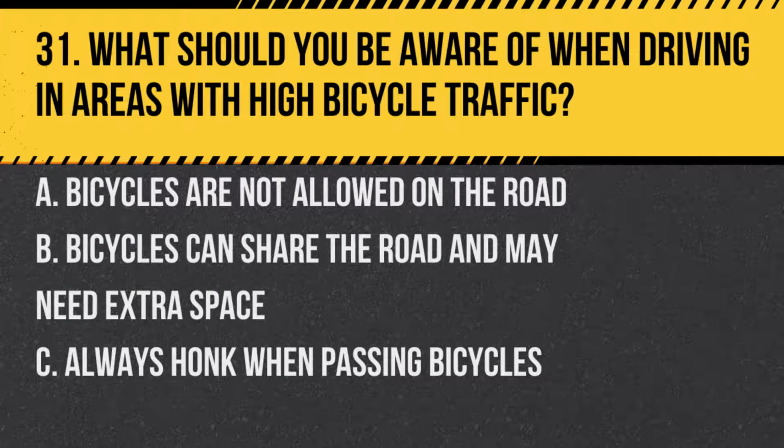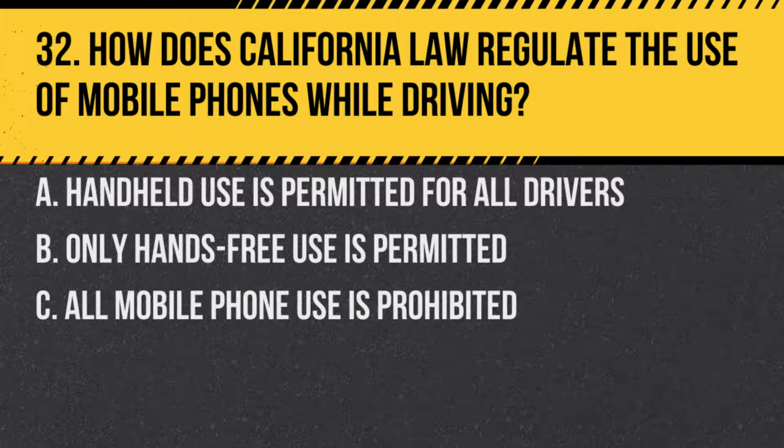Question 31. What should you be aware of when driving in areas with high bicycle traffic? A. Bicycles are not allowed on the road. B. Bicycles can share the road and may need extra space. C. Always honk when passing bicycles. Answer: B. Bicycles can share the road and may need extra space. Be aware that bicycles are legally allowed to share the road and may require extra space for safety, especially when passing.